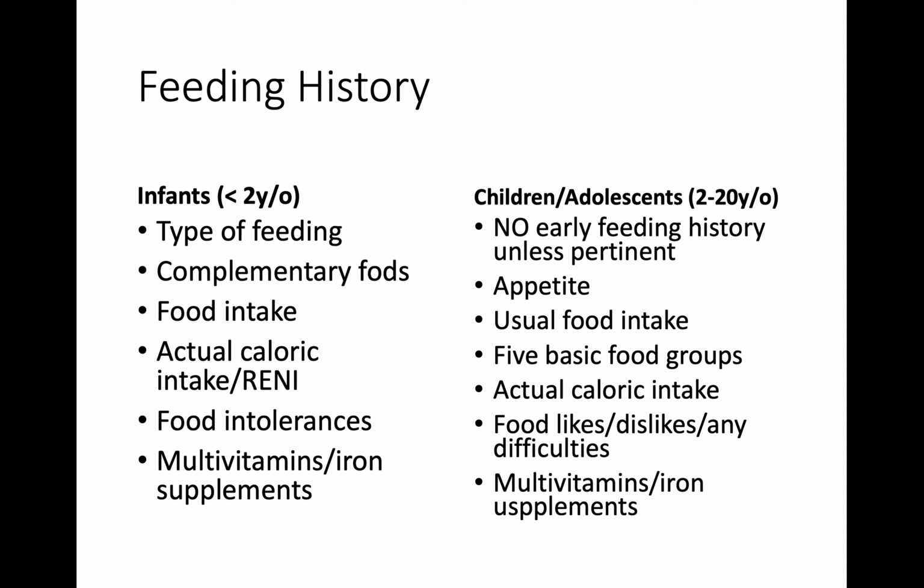In children to adolescents with their feeding history, this takes place for 2 to 20 years old. You don't need to ask any of the early feeding history if it's not pertinent. So you're going to focus on the appetite, the usual food intake, 5 basic food groups, and whether or not they are able to ingest this during their time, meaning like if they are getting 5 basic food groups with every meal. You want to know their actual caloric intake. You want to know what they like, what they dislike, if there are any feeding difficulties or any kind of intolerances, and also any multivitamins or iron supplements.